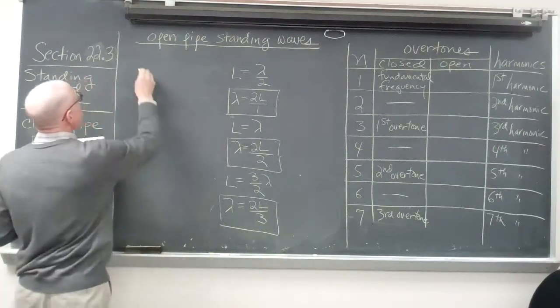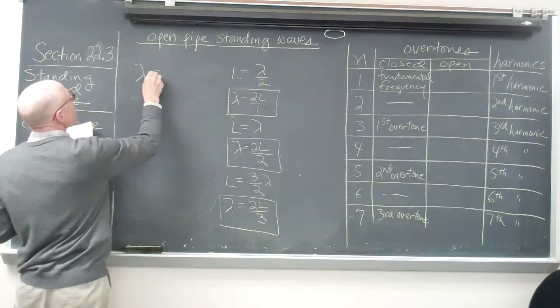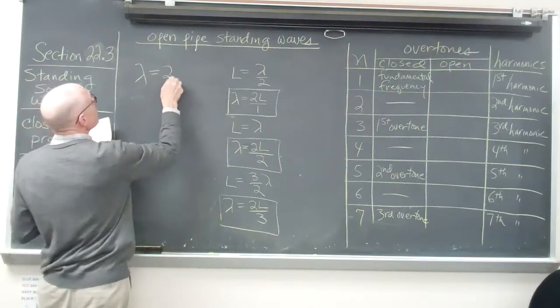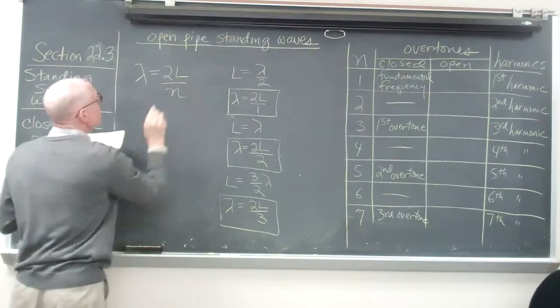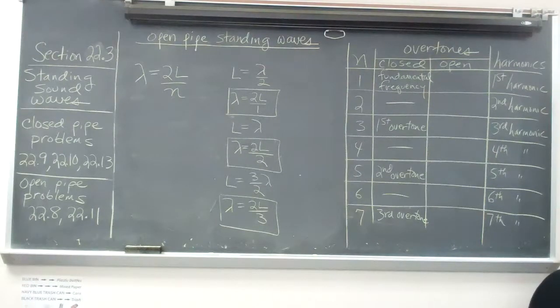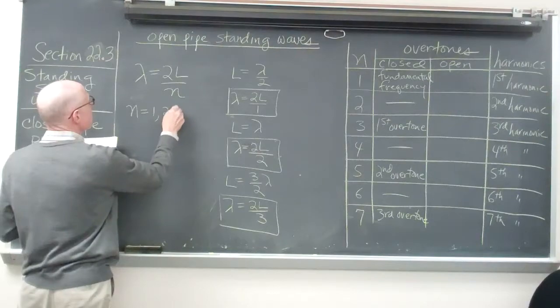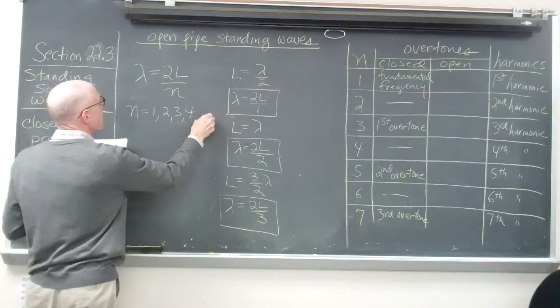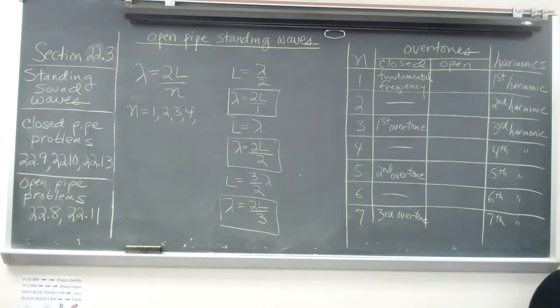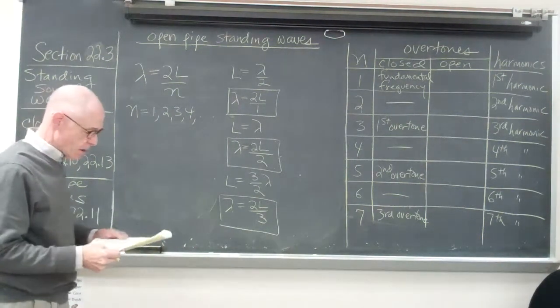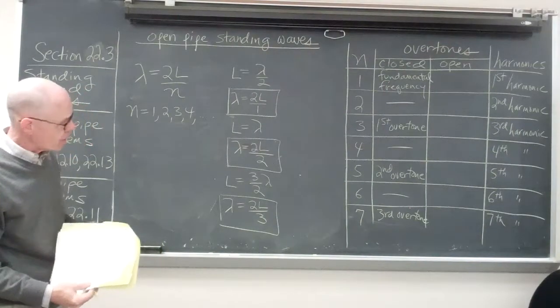So the general expression for an open pipe standing wave for the wavelength would be 2L over N. And in this case, all of the N's appear and are available. So we're not skipping any N values like we did with the closed pipe. So we can go ahead and finish and complete our table of N values.